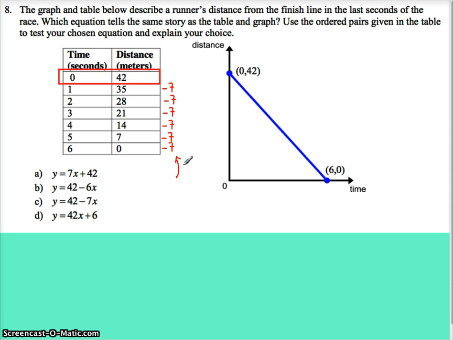So since this is our rate of change, and this right here is our initial value, let's see where we see that. Here we're gaining 7, but we're losing 7. So C turns out to be the equation that matches it. It has that initial value of 42, and it's got that -7 rate of change.